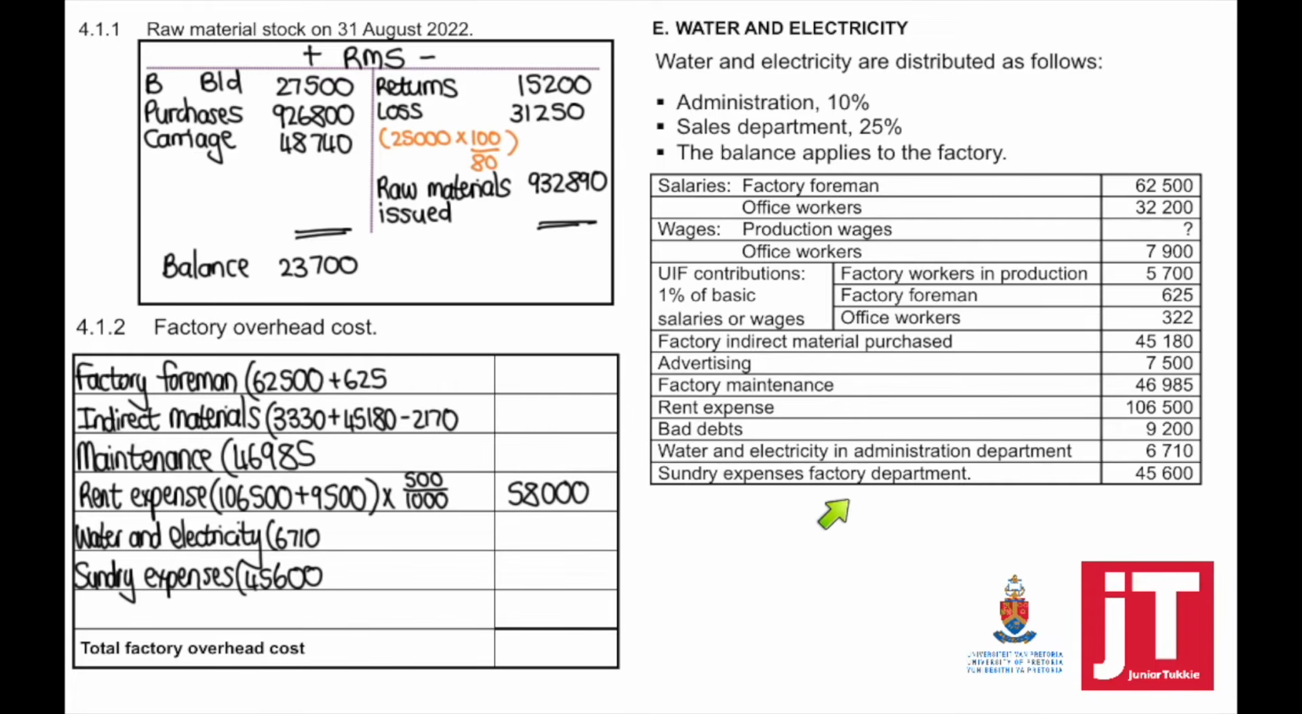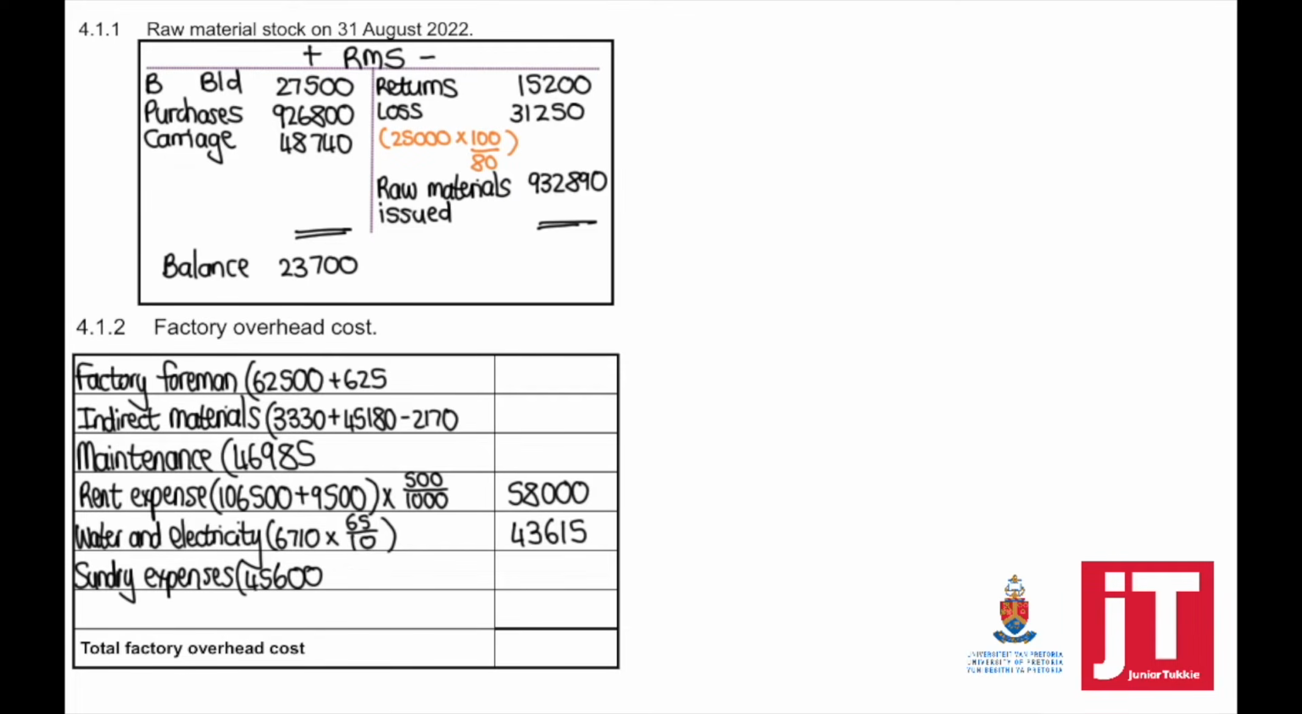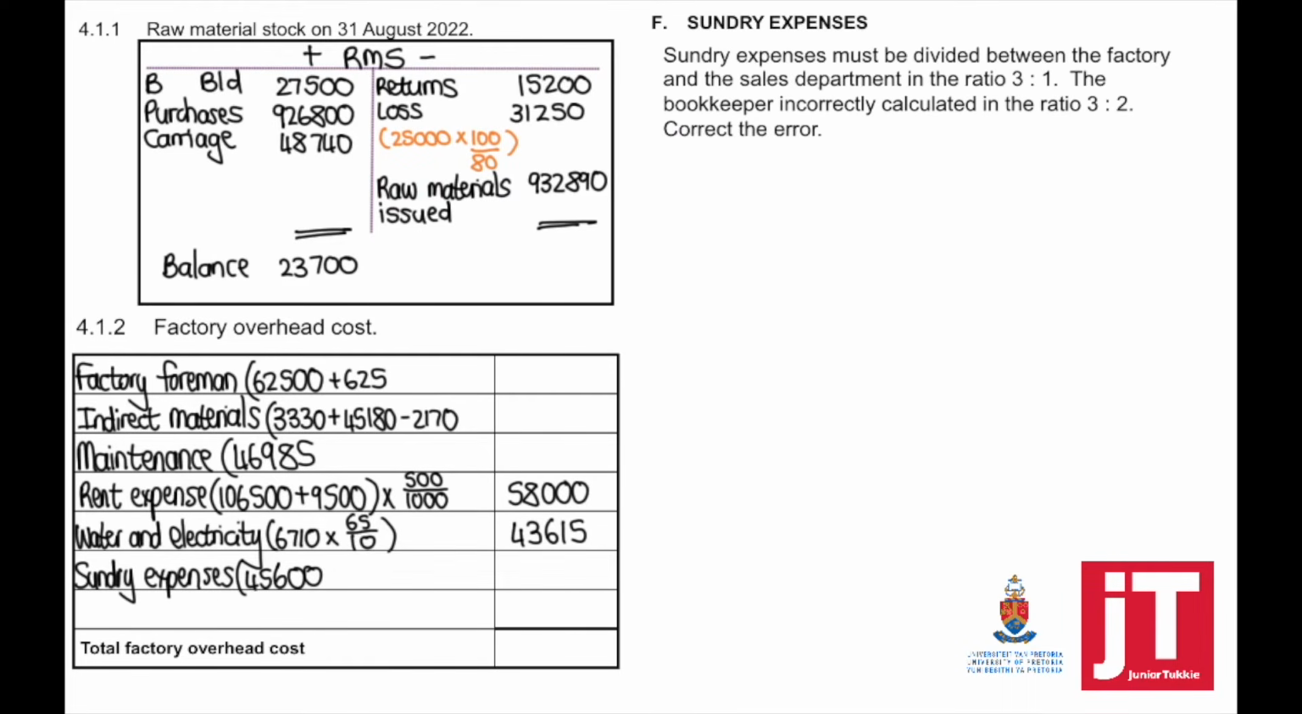Now if you look at water and electricity, they sit in the administration department specifically. This means I cannot take 6,710 times 65 divided by 100. We have to say times 65 divided by 10 because the administration department equals 10%. And that equals the total water and electricity which should go to your factory department. So again, be careful with these type of calculations.